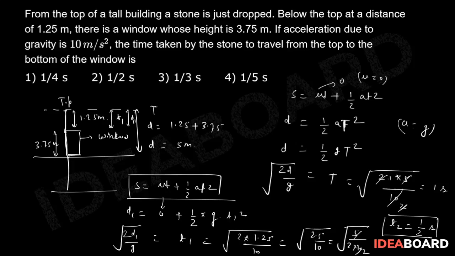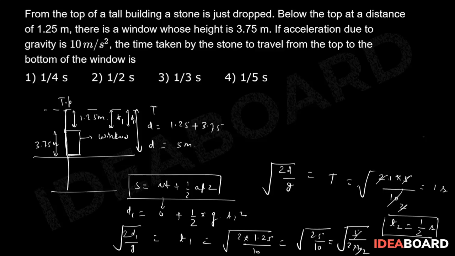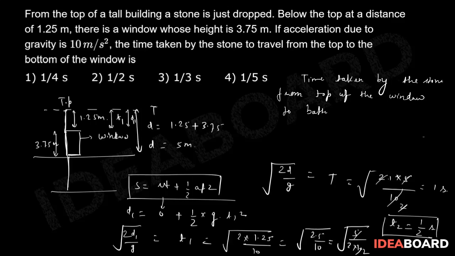So once you achieve the value of T1, now clearly we want to achieve the value of the time covering the window. Time taken by the stone from the top of the window to the bottom of the window. So basically time covering the window.